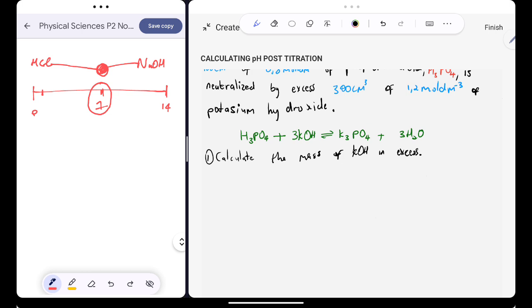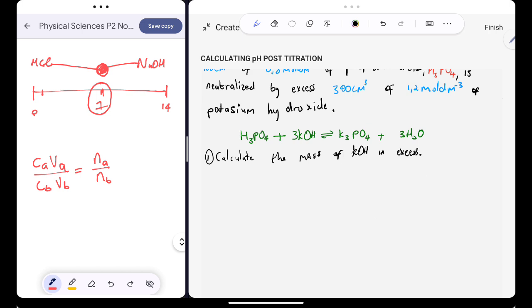Are you together? The formula for titration is simply CaVa over CbVb. Please remember that, yes, you can say it's the concentration of the acid, volume of the acid, over the concentration of the base, volume of the base, right?